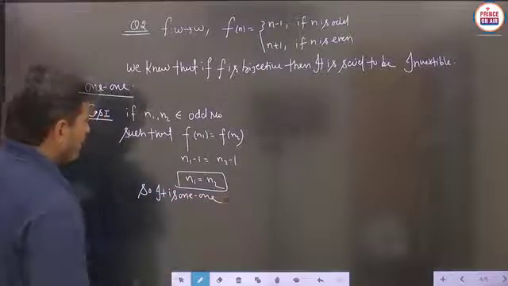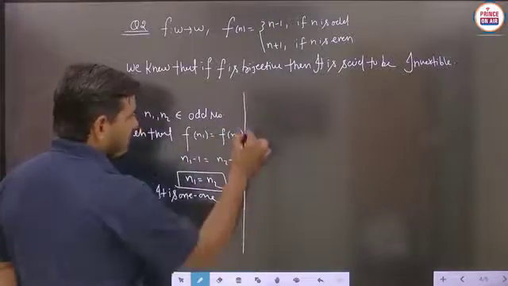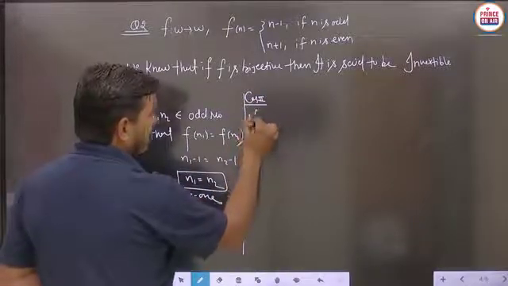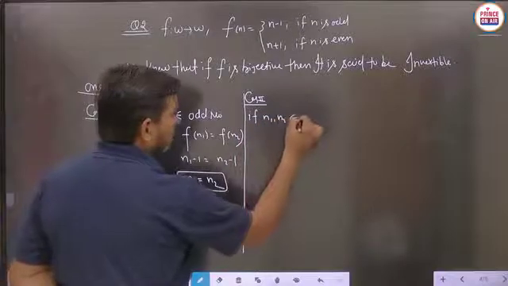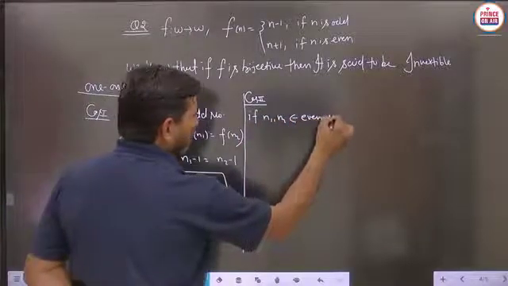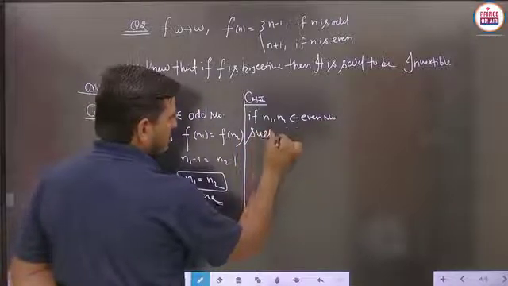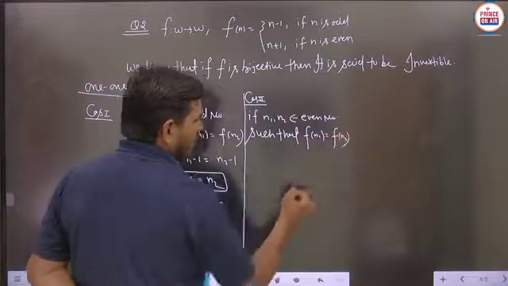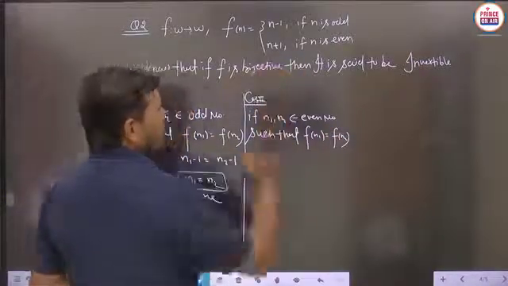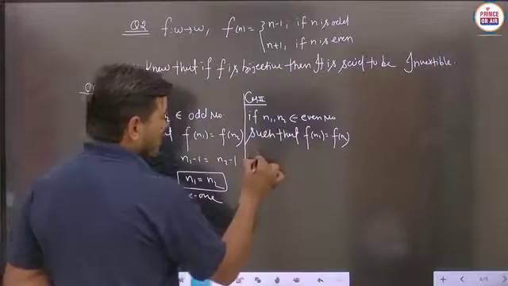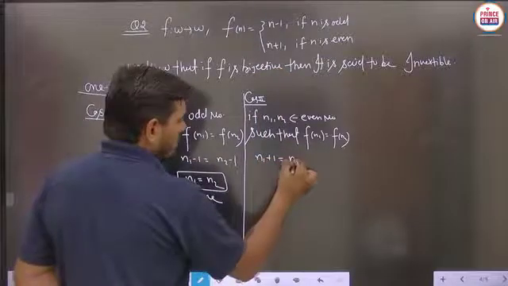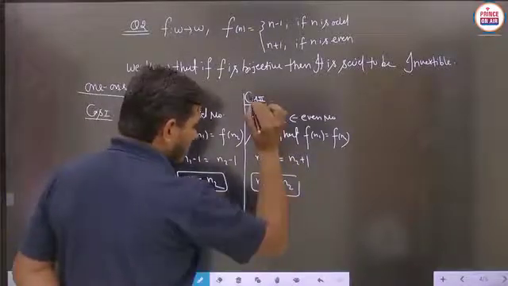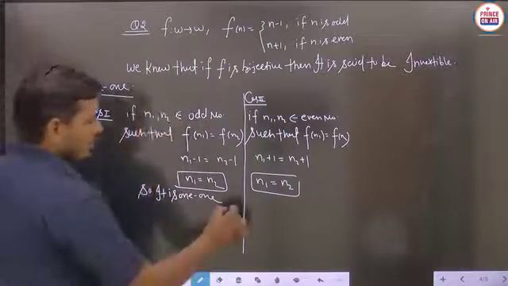Now the second case we are taking, students. In the second case, if n1, n2 belong to the even numbers such that f of n1 equals f of n2, and we are saying that in the case of an even number, the definition n plus 1 will be used here. So this part is written as n1 plus 1 equals n2 plus 1, and after simplification, students, again we get the result n1 equals n2. So in this case it is one-one.